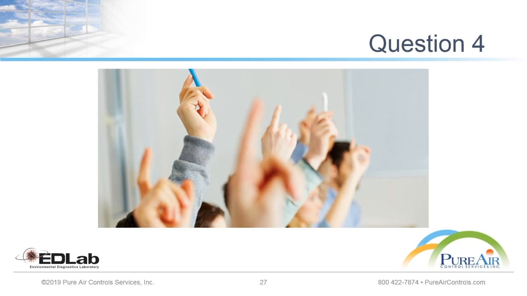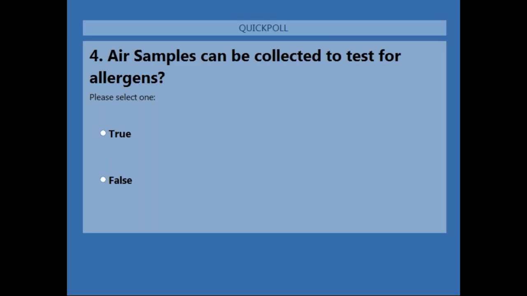And we'll go ahead and ask our fourth question. We're trying to keep it simple and to keep it moving. And that is, air samples can be collected in a building to test for allergens. Air samples can be collected to be able to test for allergens. So that is a true-false question. We'll give you folks a little more time to look at it. It should be pretty easy to ascertain. We were just talking about it.